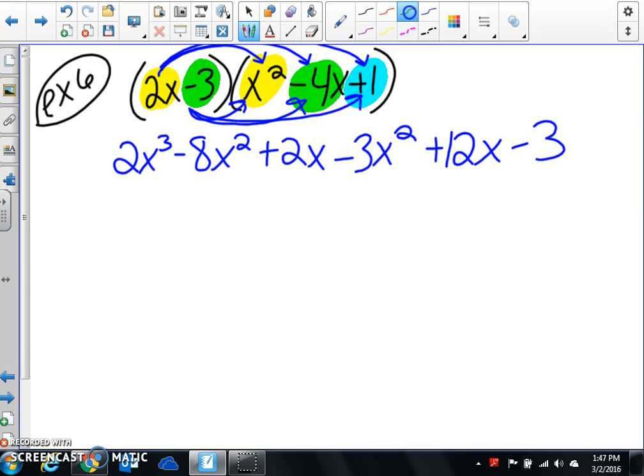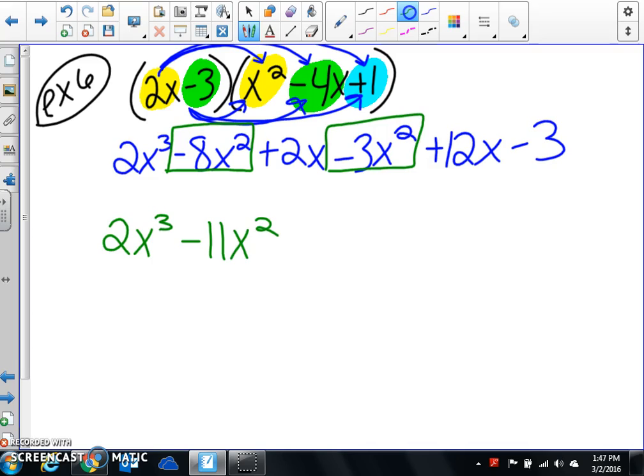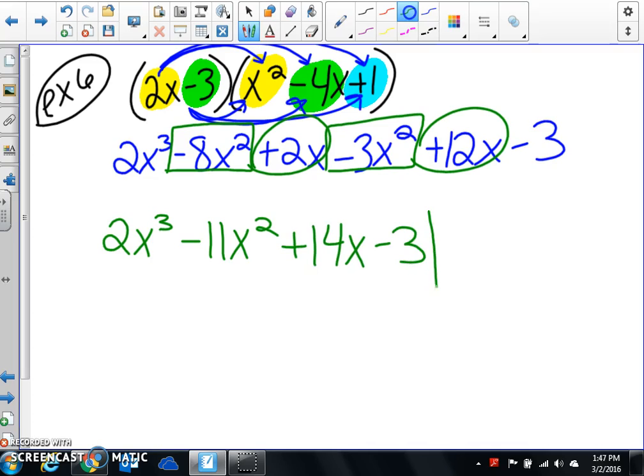Now we got lots of combining to do. So my highest degree is my x cubed. I don't have anything to combine with that, so I just drop it. I have a negative 8x squared minus 3x squared, which is a negative 11x squared. Positive 2x plus 12x is a positive 14x, and then I have my minus 3.